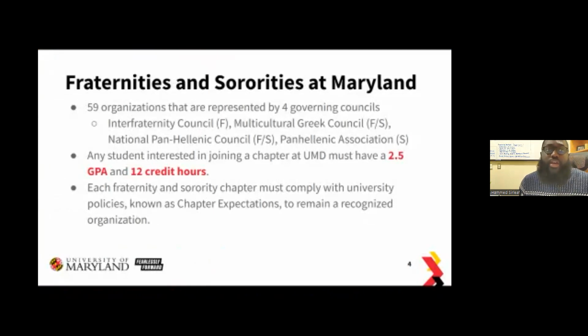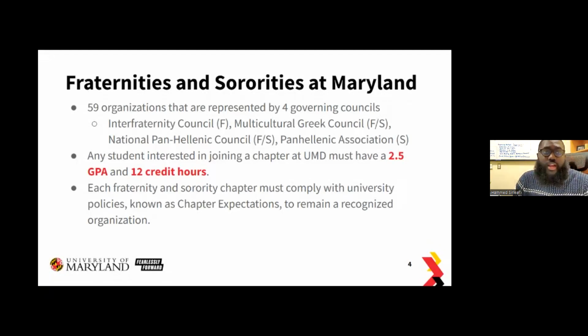So just a quick breakdown of what fraternity and sorority life looks like here. Trust me, we will get through every organization that we have in a few minutes. But we have 59 organizations that are represented by 4 governing councils. So governing councils are basically groups of organizations that help to manage each group of fraternities and sororities that we have here at Maryland. So we have the Interfraternity Council, the Multicultural Greek Council, the National Panhellenic Council, and the Panhellenic Association. So we'll break those down later on in the webinar.